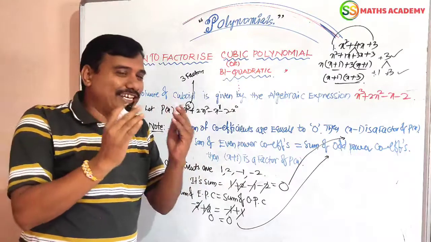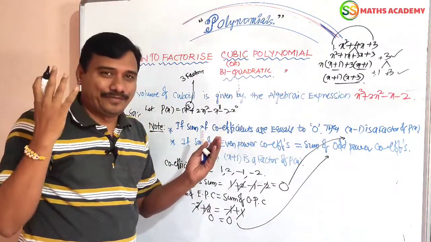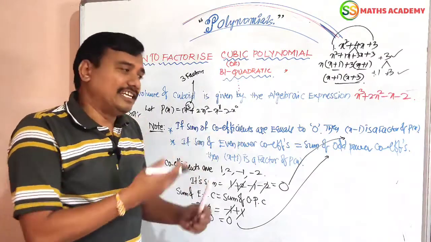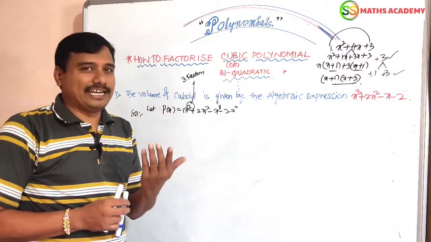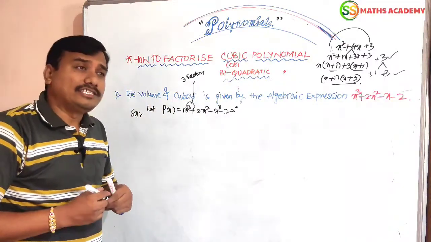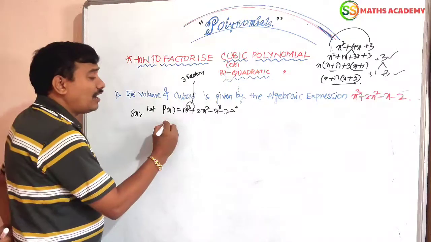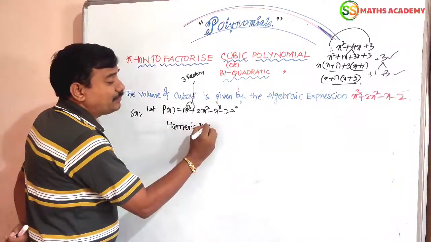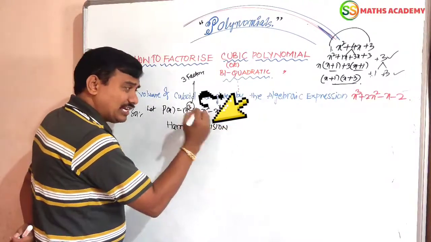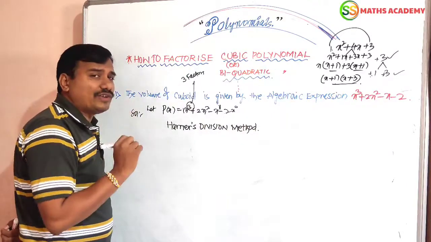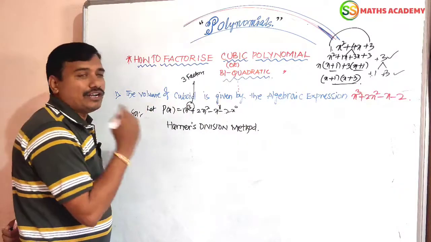Friends, out of 3, we got 2 factors immediately. Then we can solve for the remaining factor very easily. Let us find the third factor also by using this shortcut method, the synthetic method, nothing but Horner's division method. In this question we have to get 2 factors at a time. Sometimes we get only 1 factor; in that case also, we can follow this condition.